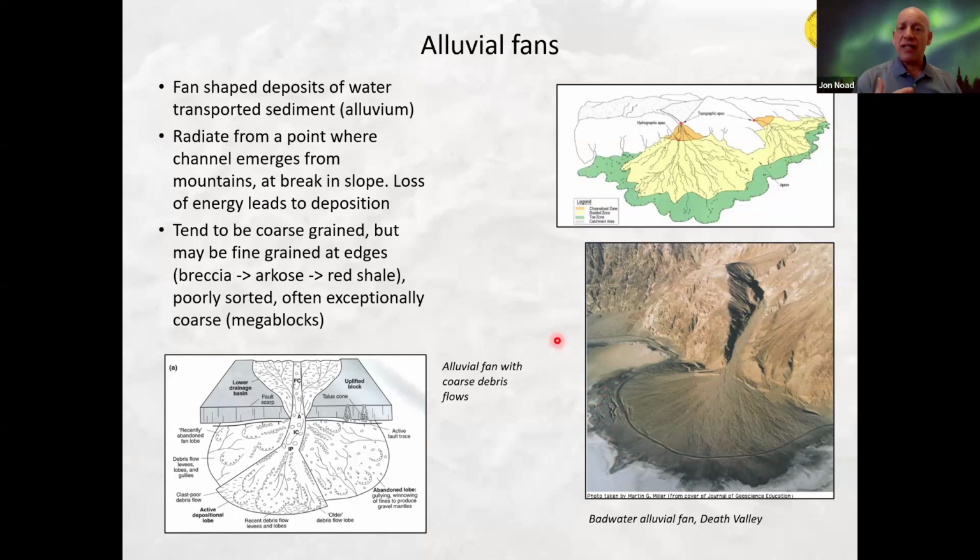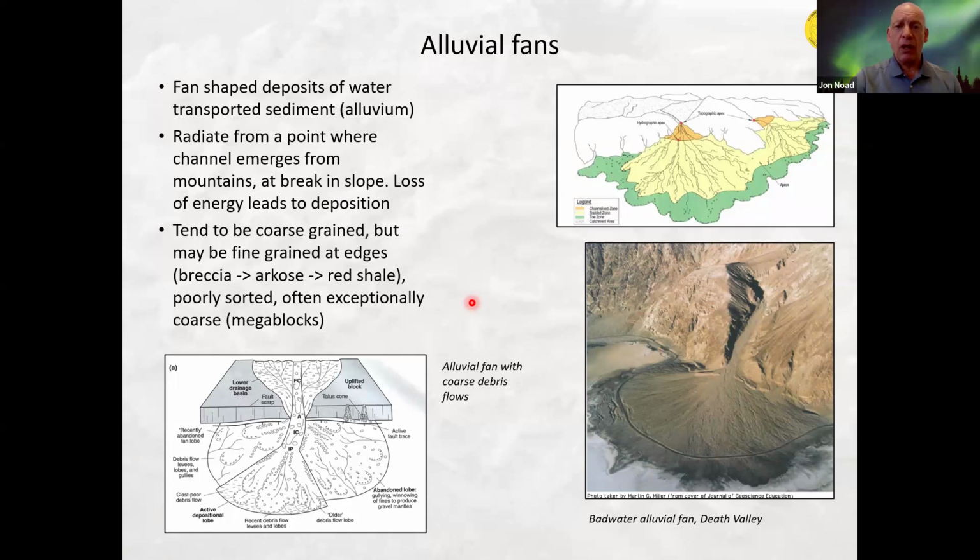With these kinds of deposits, they tend to be coarse-grained, but maybe finer-grained at the edges. So you have coarser material in the core of the fan, and then as you go around the edges, you'll see finer-grained material as well. They're usually poorly sorted, and they're usually very coarse as well. So if you're looking for conglomerates and pebbles, this is the place to look.